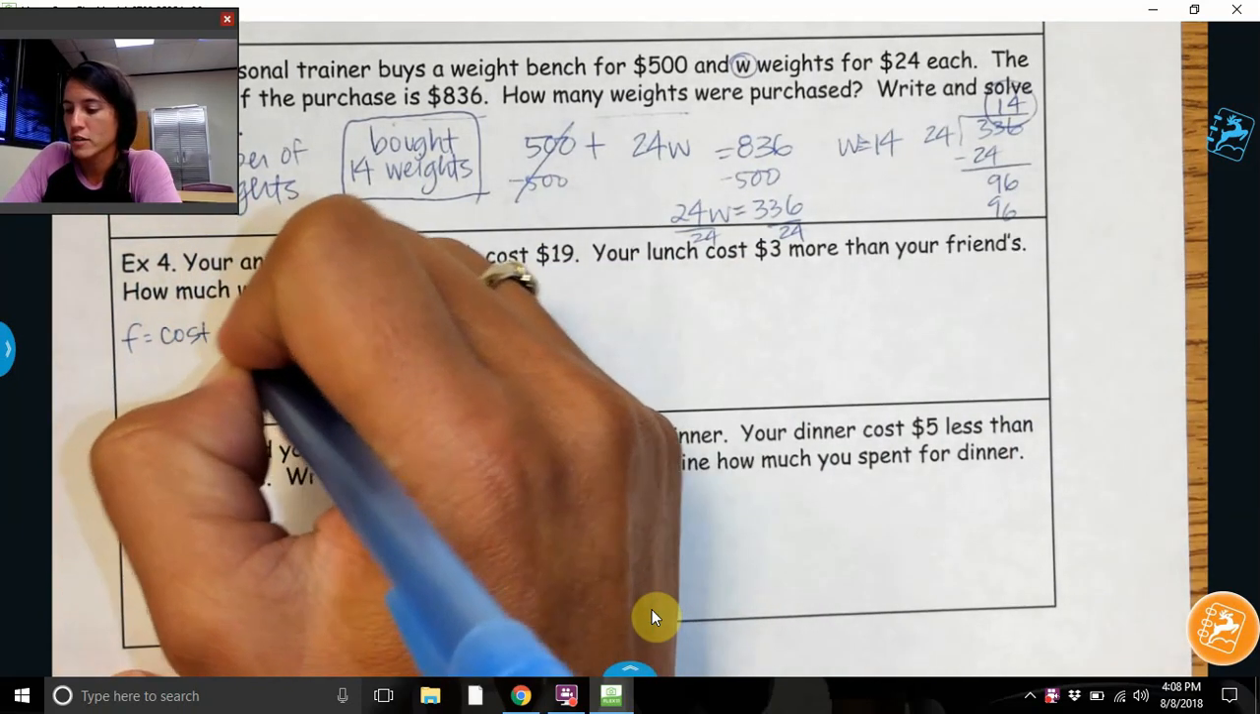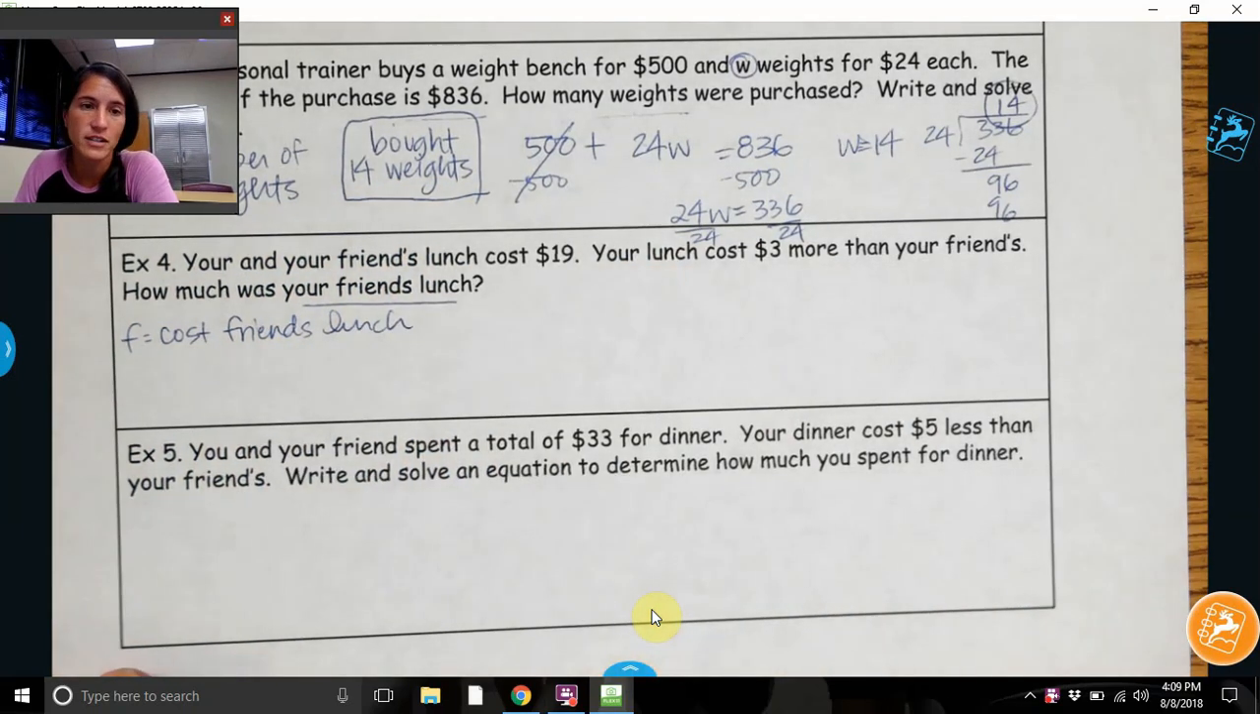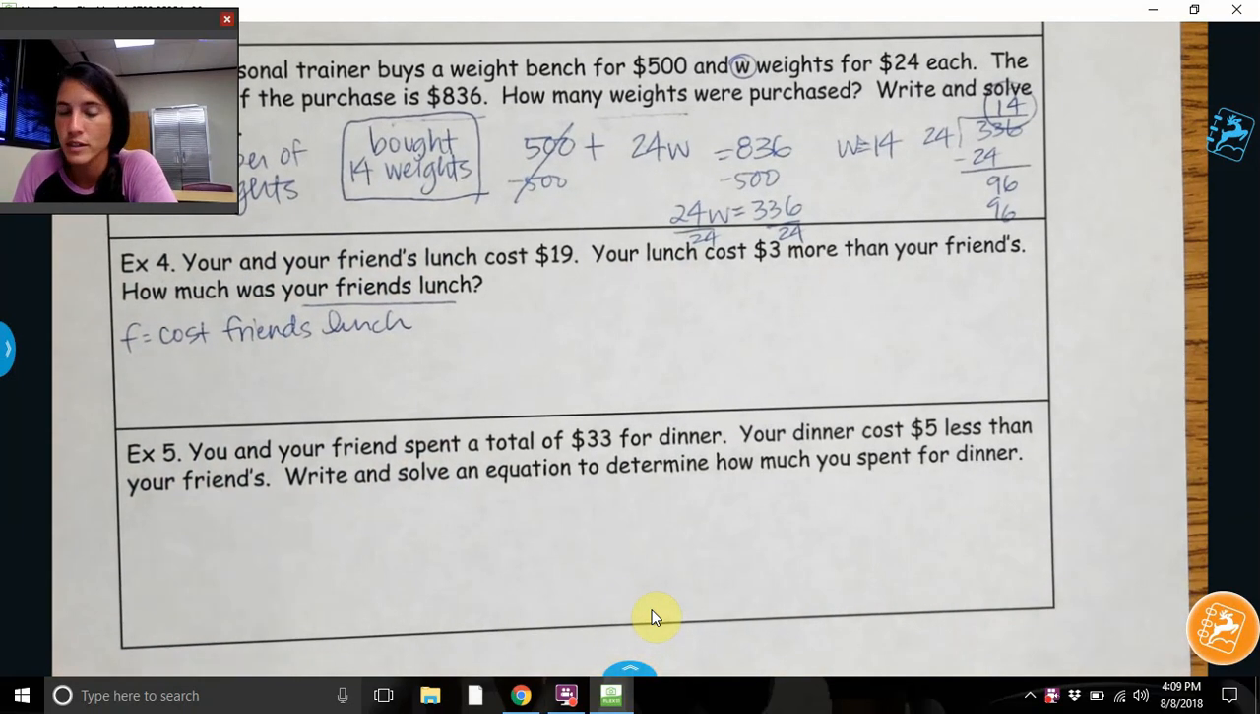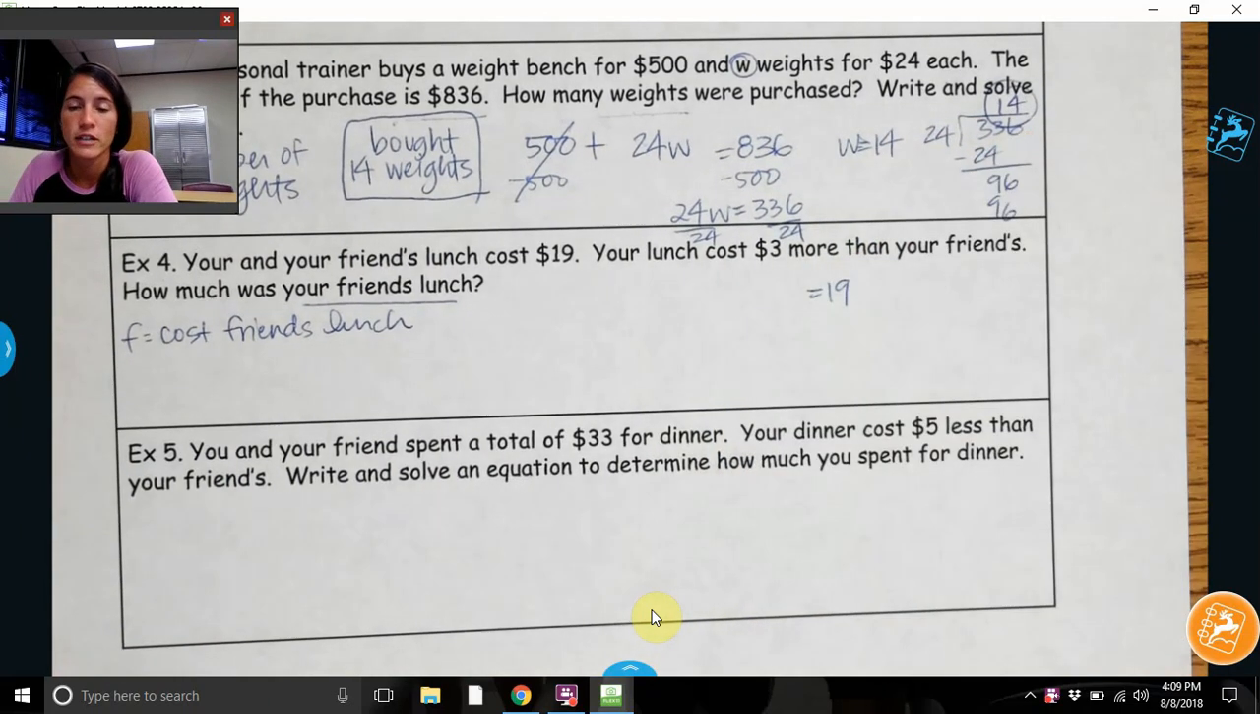So I'm just going to use F, and it was the cost of your friend's lunch. Now, I write fast. I get it. So if you need to pause it, then you pause it. F is the cost of your friend's lunch. How much did y'all spend together? Well, y'all spent $19 together.